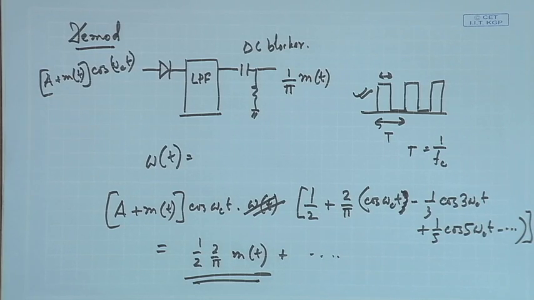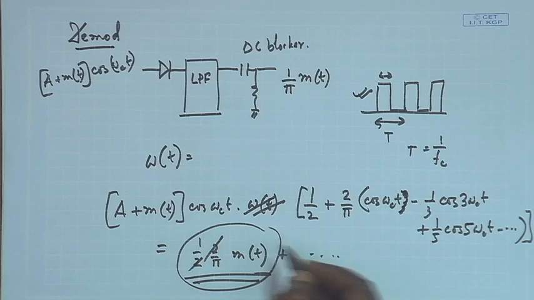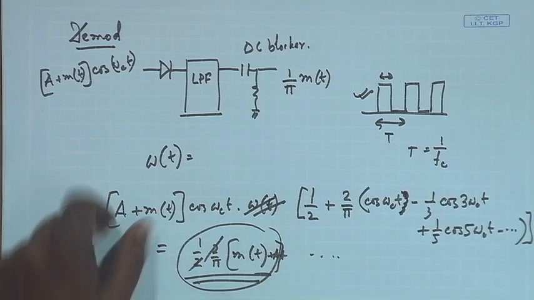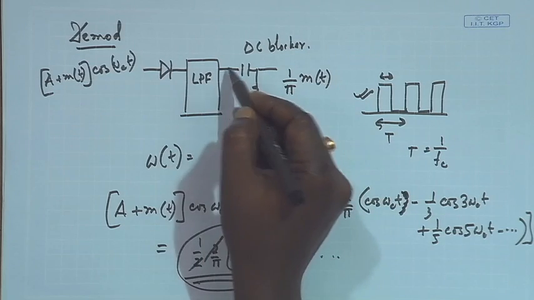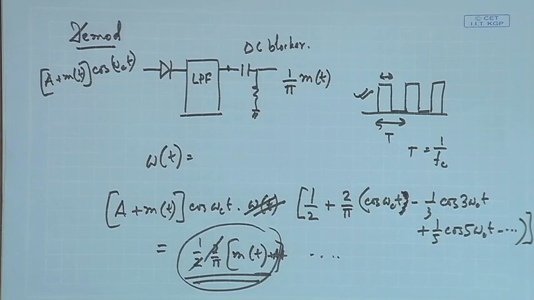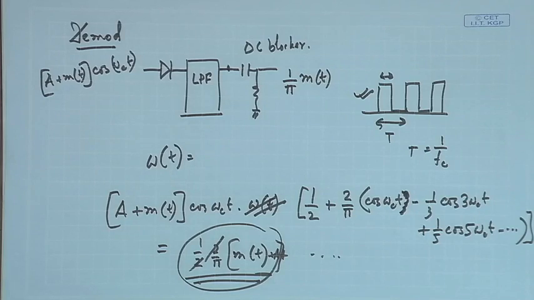Now, if I put a low pass filter, which will take out all these harmonics, it will give me just this, which is 1 by pi mt, sorry, mt plus A, that term remains the same. So, mt plus A into 1 by pi. At this point after the low pass filter, I will be getting 1 by pi mt plus a DC term. Now, this capacitor resistor will just act as a DC blocker. It will block the DC, that A part, and I will get 1 by pi mt.